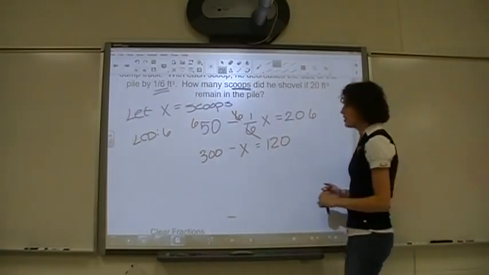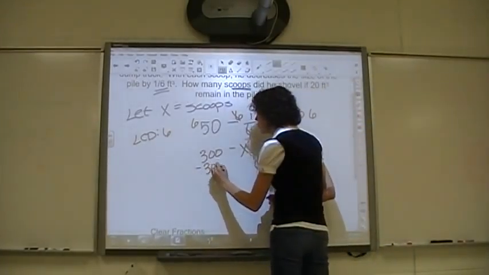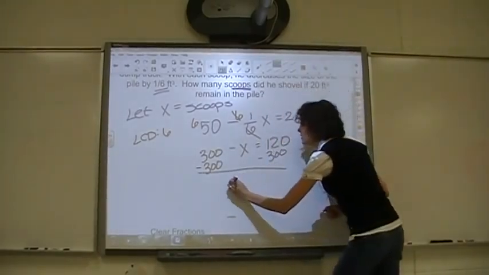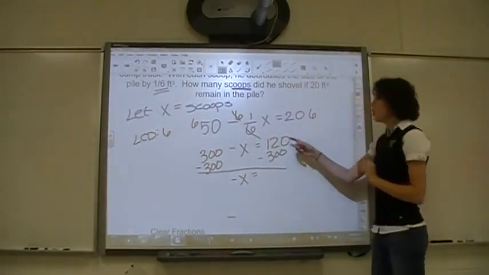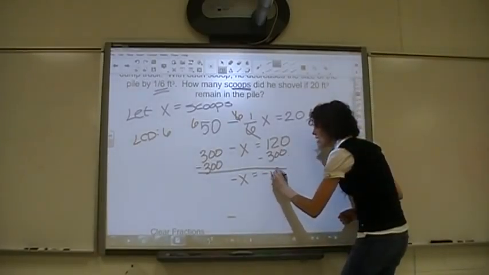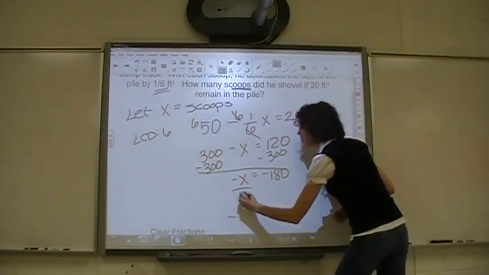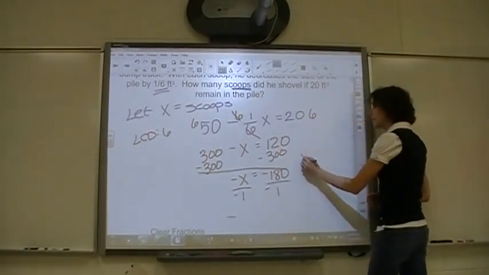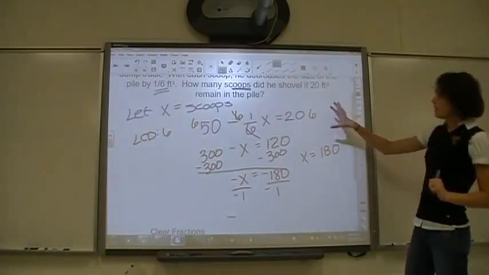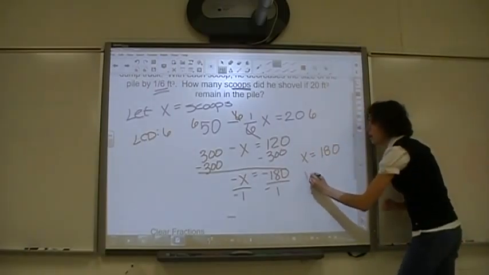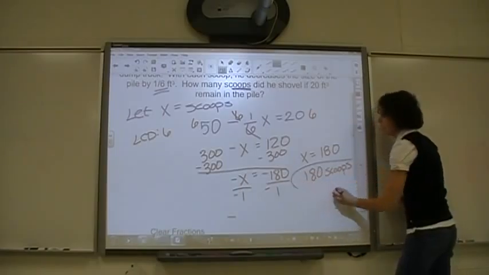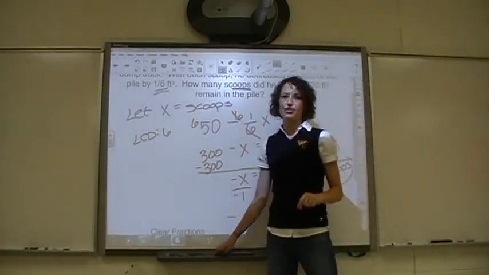Then subtract 300 on both sides. So you get negative x equals 120 minus 300, which gives me negative 180. Divide by negative 1, and you get x equals positive 180. So that means you had 180 scoops, because you always want to label. And that is my answer.